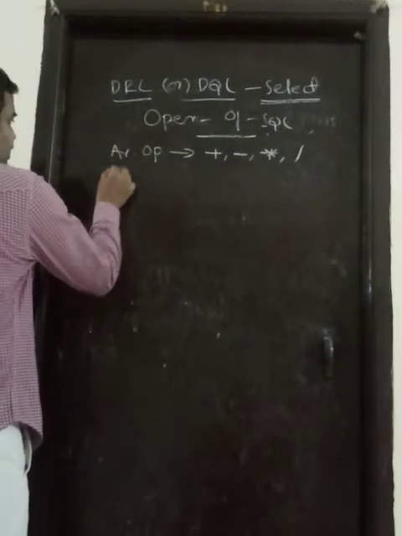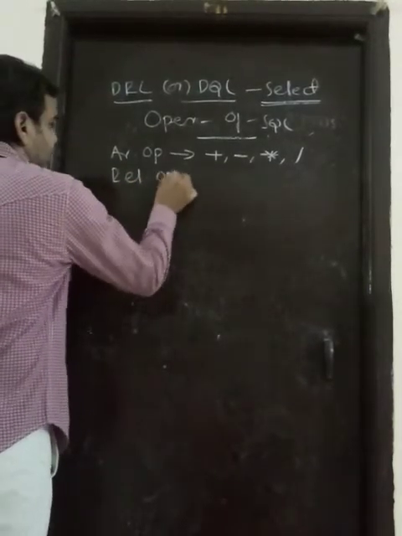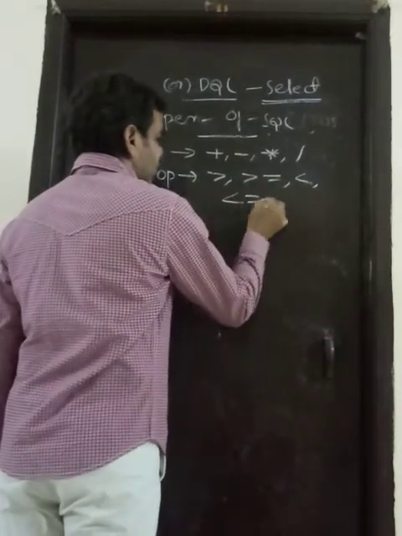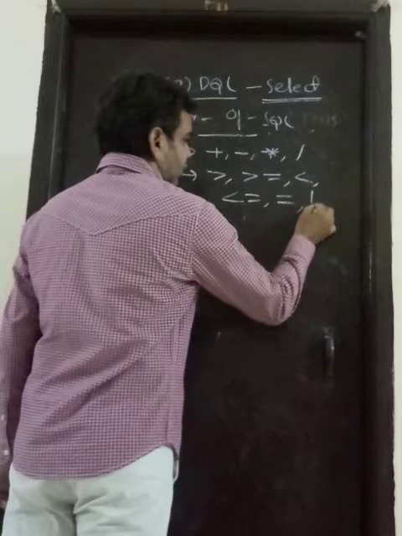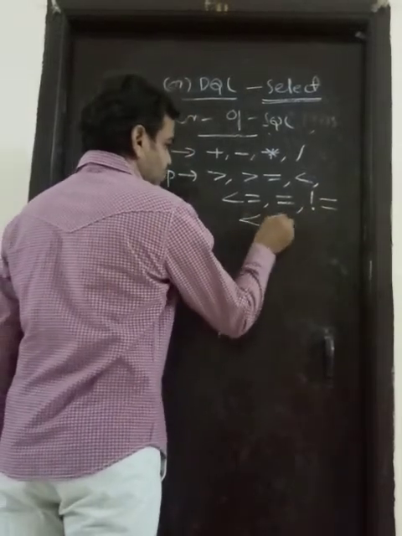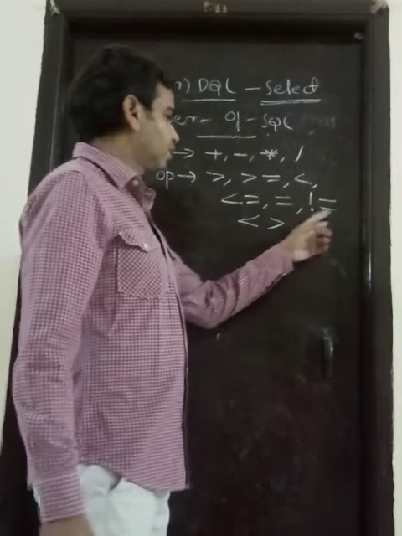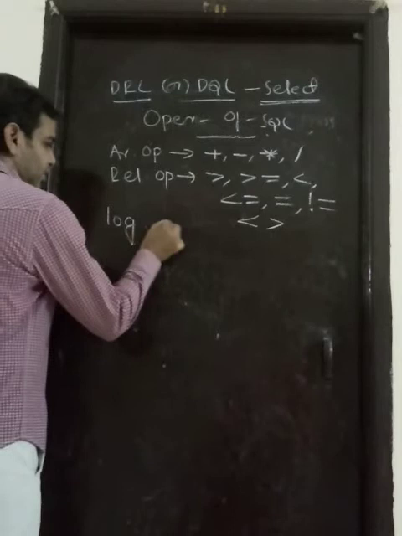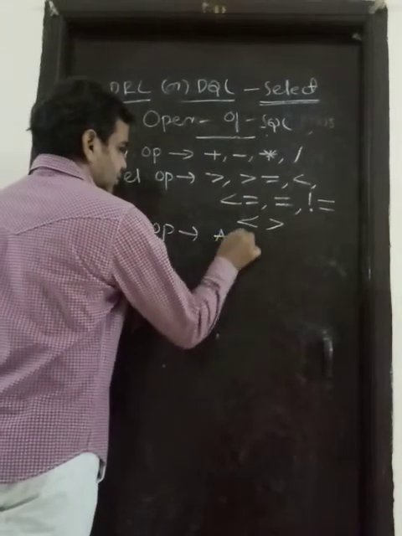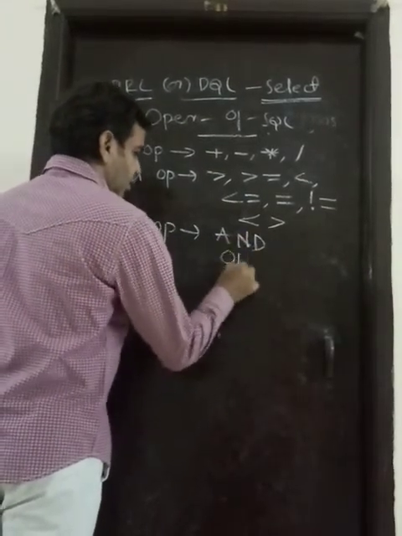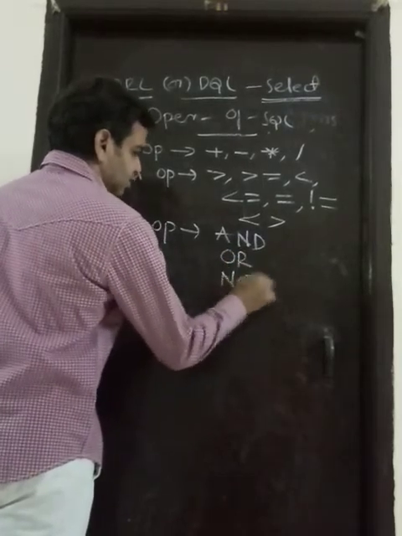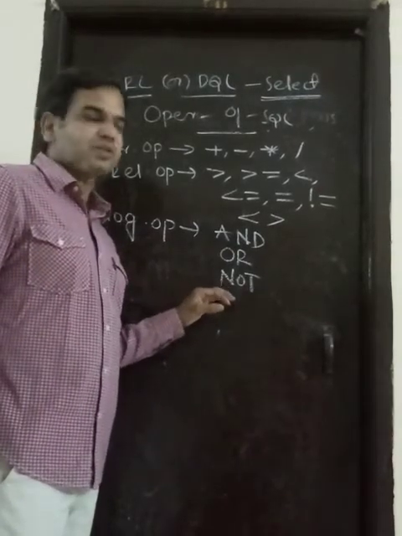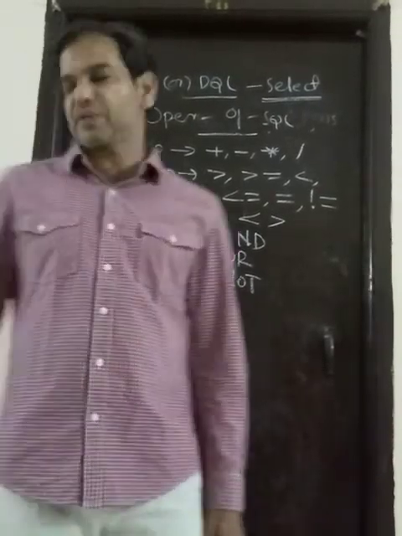The next one is relational operators. Relational operators are greater than or equal, less than or equal, equal, and not equal. In SQL, not equal is also specified by this symbol. Next one is logical operators. The logical operators are AND, OR, and NOT. Now we will see queries on these operators. We will see queries on arithmetic operators.